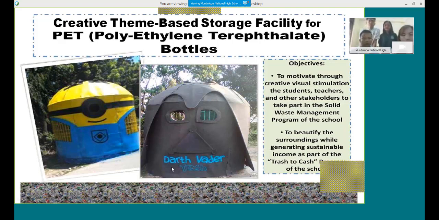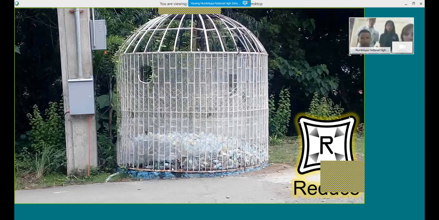Now, you can also be creative in your composting. Instead of the storage facility for the PET bottles, you can make a creative theme-based composting. And another, the bare one. So this is the appearance of our theme-based PET bottle storage facility, and that is without the design. That's actually a part of our trash to cash program.